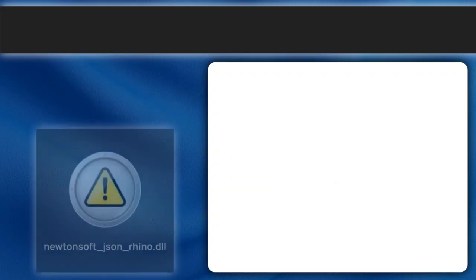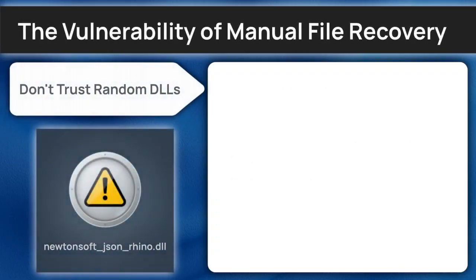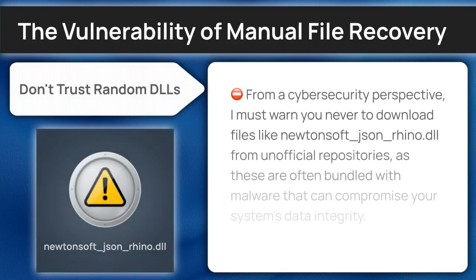A brief word of caution: not all solutions found online adhere to professional security standards. I strongly advise you to prioritize system safety by avoiding manual swaps of Newtonsoft JSON Rhino module. Third-party DLL sites are a primary vector for hackers to inject ransomware directly into your operating system's core.